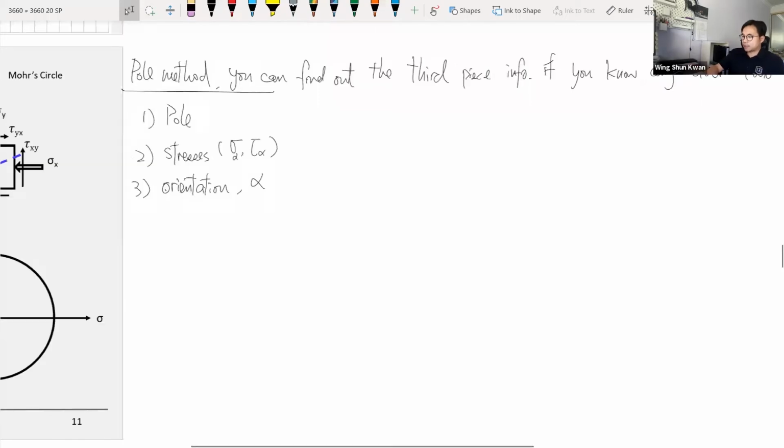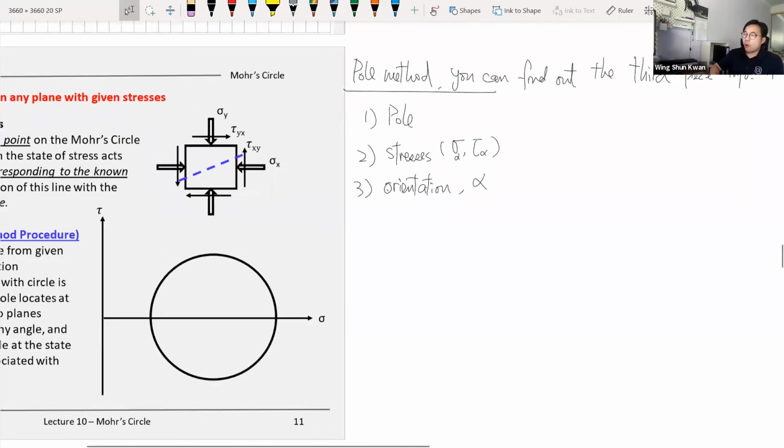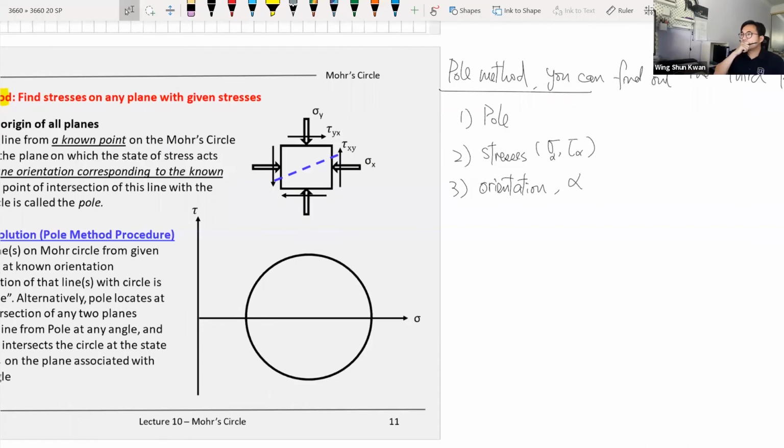So that pretty much is the pole method. This is the most abstract part. If you understand the pole method, it helps you solve this Mohr-Circle topic. And I guarantee you, in your final exam, you will have a Mohr-Circle problem, just like homework 8.